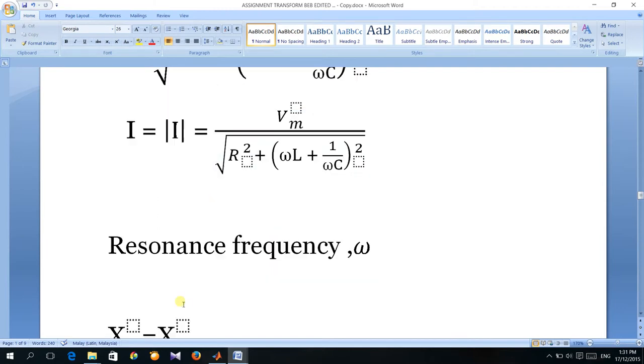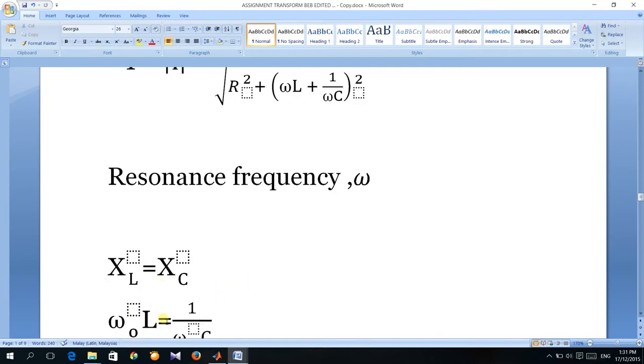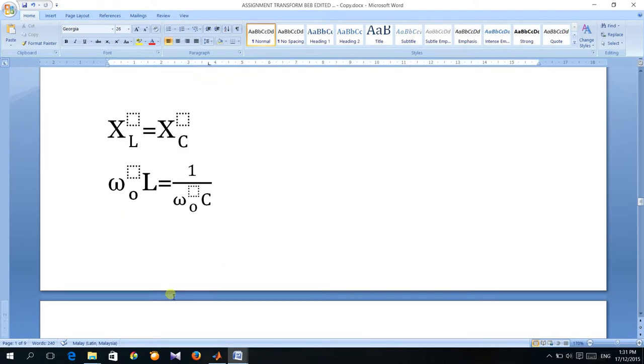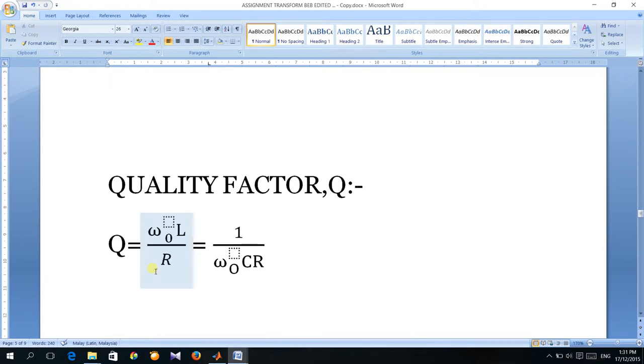Now we show about the resonant frequency. XL is equal to XC. Omega naught L is equal to 1 over omega naught C. Omega naught is equal to 1 over square root LC.